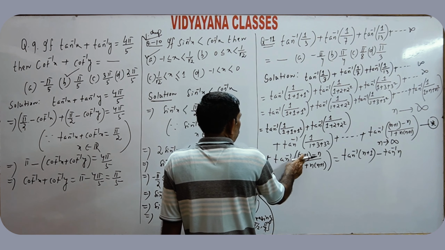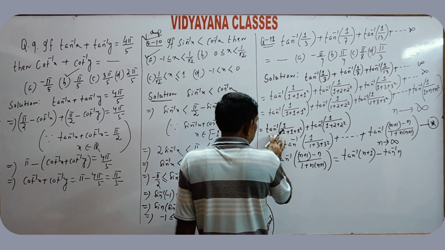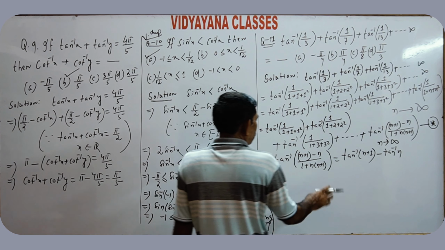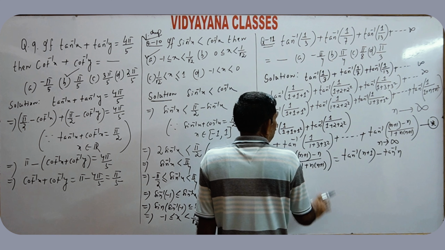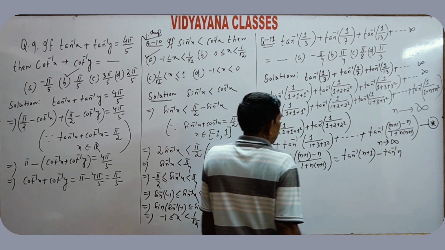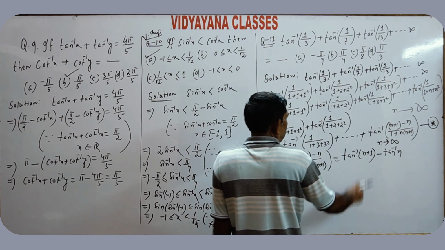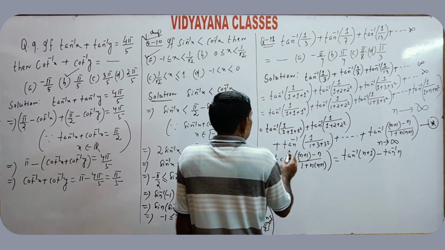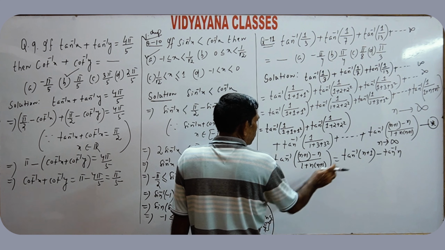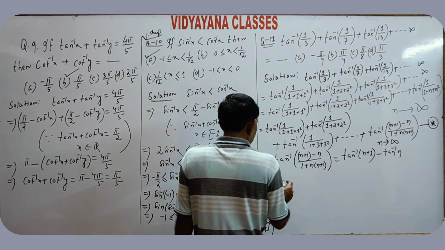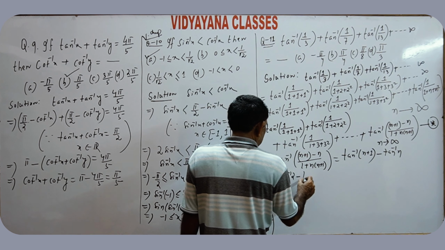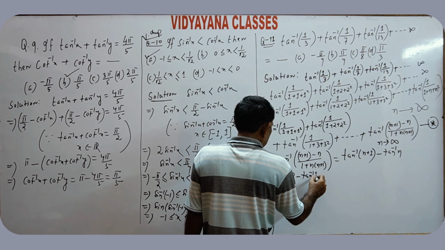For n is equal to 1, it gives the first term. N is equal to 2, it gives the second term. N is equal to 3, it gives the third term. And n is equal to n, it gives the last term, that is the infinity term. Star implies s. For n is equal to 1, tan inverse 2 minus tan inverse 1.